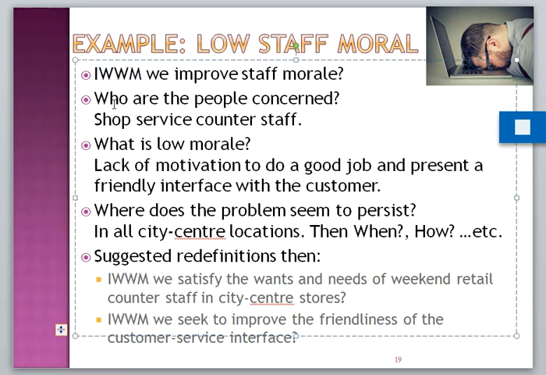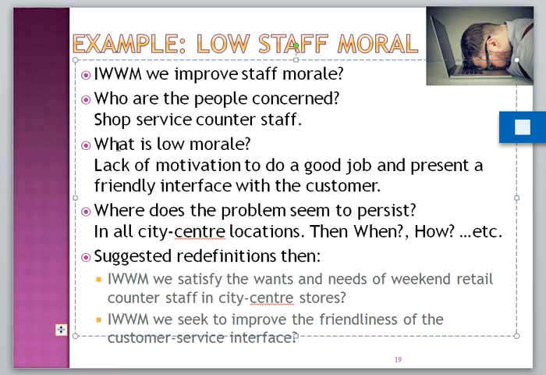So collect information about who. You are talking about staff. What do you mean by staff? All staff? No. Who are the people concerned with this? It was found that it's not all the staff, it's only shop service counter staff. So now we can redefine the problem: in what way might we improve shop service counter staff morale, not all the staff, right? So the problem now is more determined.